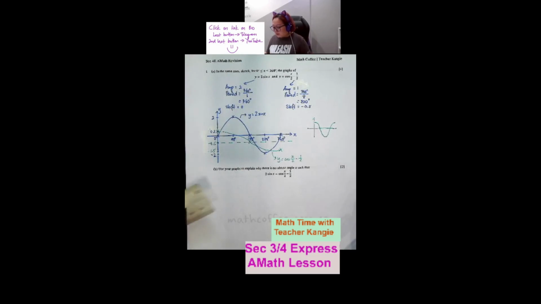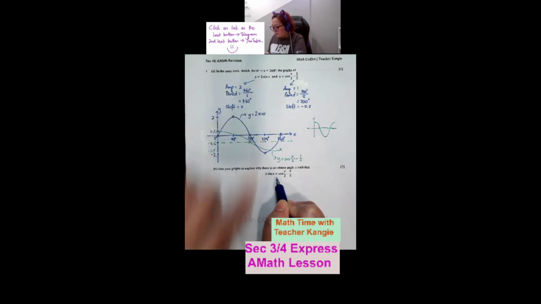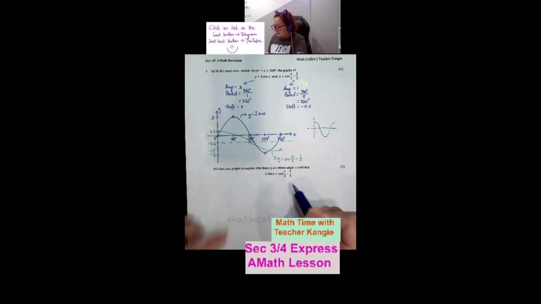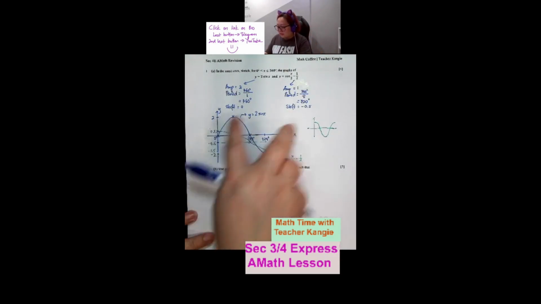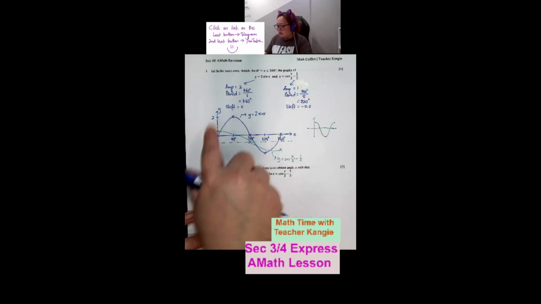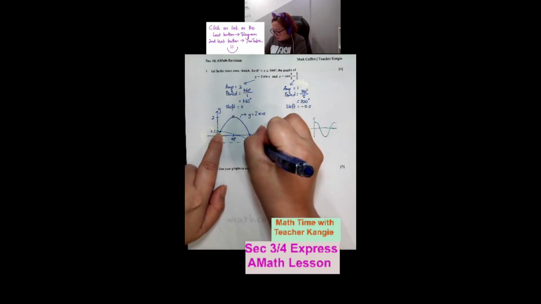Okay. Next they ask, use your graph to explain why there is no obtuse angle x such that, blah blah blah. So you look at this. This 2 sine x is actually the first graph. Cosine x over 2 minus half is actually the second graph. Correct? So they're actually doing the so-called simultaneous between the 2 graphs and finding the intersection point. So now you look at your graph, the blue color and the green color. Where does it cut? See, it cuts at this point here and this point.